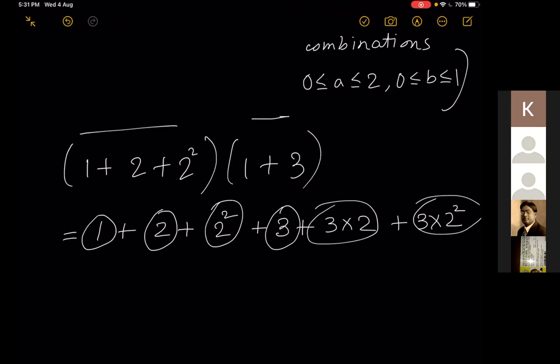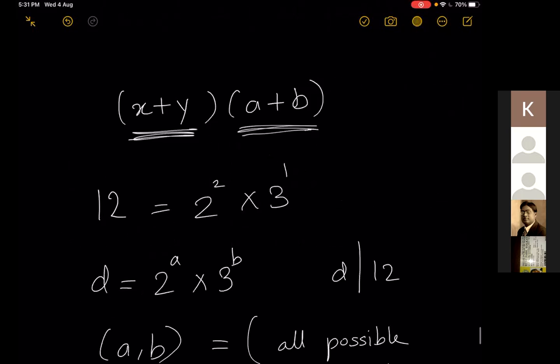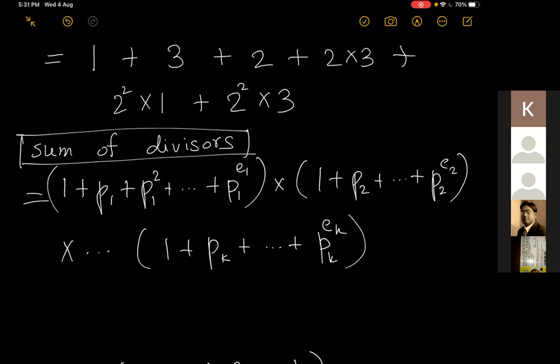Okay, so similarly, let me not rewrite so many times. If I just use this formula, (1 plus P1 plus P1 square up to P1 to the power E1), then (1 plus P2 plus P2 square up to P2 to the power E2), and so on till Pk to the power Ek, and if I open all the brackets, what will I get? Won't I get the sum of all possible combinations of powers? So that is the sum of divisors only, na? Yeah, got it. Okay.